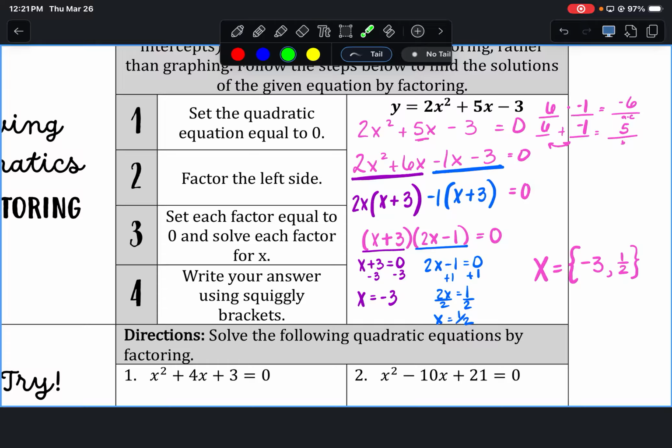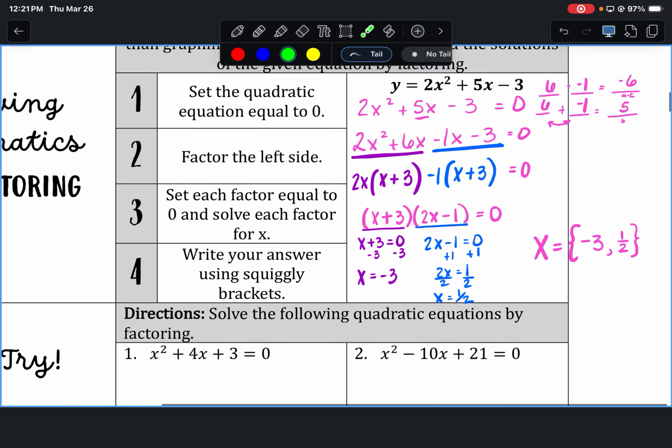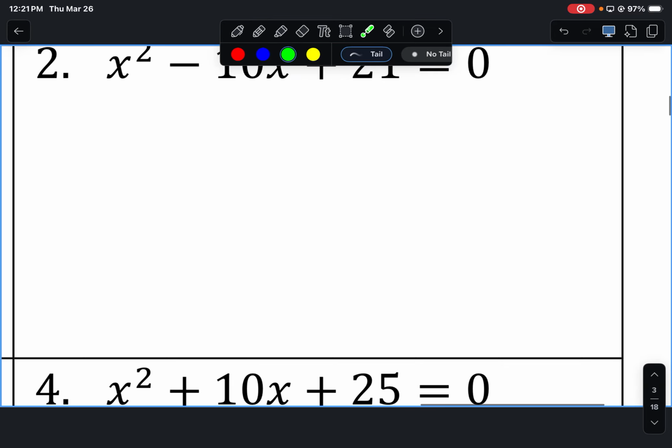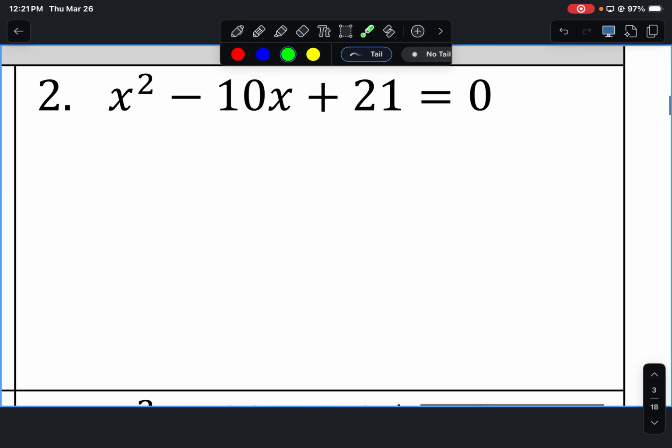I have a question. Are those the same thing? Yes. Are they going to give you the same answer when you solve them? What is the answer they're going to give you? -5. Both of those will give you x equals -5.